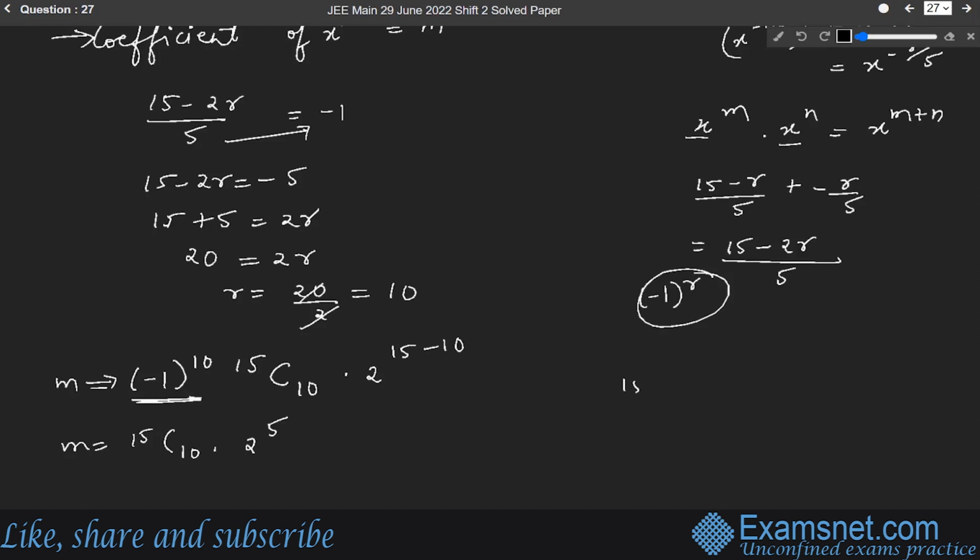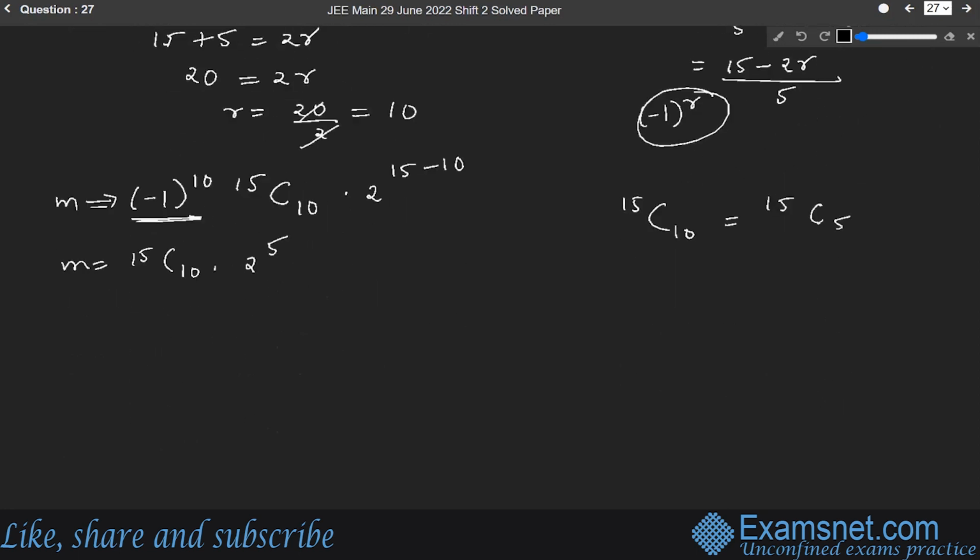Here 15C10 can be equal to 15C5. Now, how are these both terms equal? Let us see. We have to use a basic formula, which is nCr is equal to n factorial divided by r factorial into (n minus r) factorial. So here we have 15C10. What is the value of n? 15, and what is the value of r? 10. So n factorial means 15 factorial divided by r factorial. What is r? This is r.